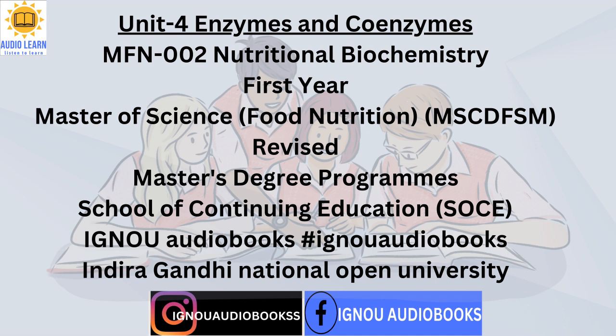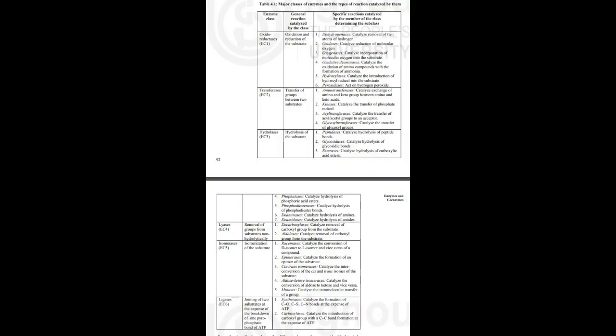Similarly, the EC number of catalase is EC 1.11.1.6. The first digit, 1, indicates that the enzyme belongs to oxidoreductase, class 1. EC 1.1 indicates subsequent digits representing subclasses and sub-subclasses. Major classes of enzymes and the types of reaction catalyzed by them are summarized in Table 4.1. Table 4.1, Major classes of enzymes and the types of reaction catalyzed by them.